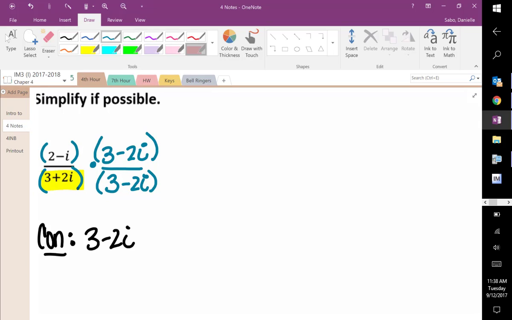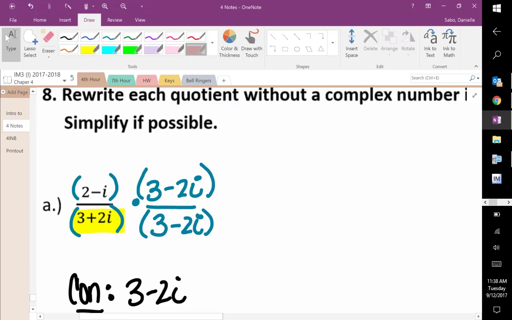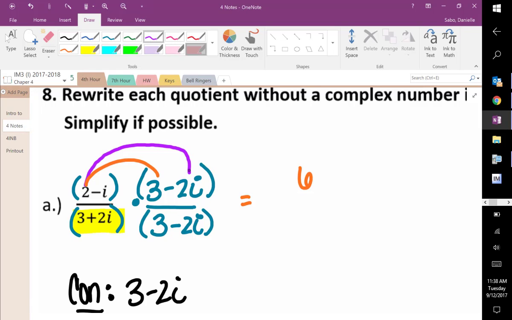Okay? So here we go, piece by piece. The top one's a little bit harder, the bottom one's pretty easy. Again, this is the claw right here. What's 2 times 3? 6. Okay, different color here. What's 2 times negative 2i in purple? That's if you were going to be adding them, but what's 2 times negative 2i? Negative 4i. We're still going on the top. We're just on the numerator right now.